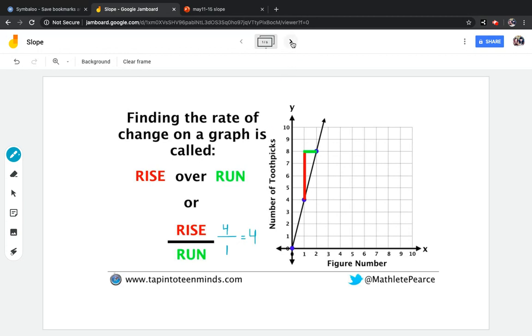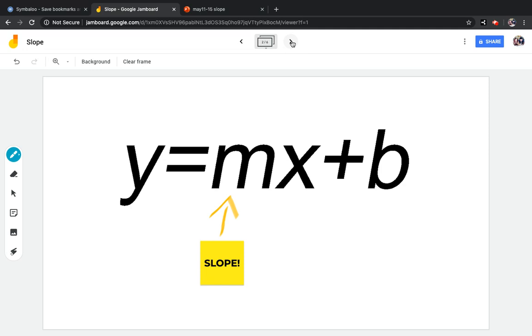Now this might look really familiar to you because this is the same equation we were working on a couple weeks ago, y equals mx plus b. I wish that we worked on this before because this would make it a lot easier for you guys to understand how m works. So m is your slope. M is your rise over your run. Okay? So that's really important.